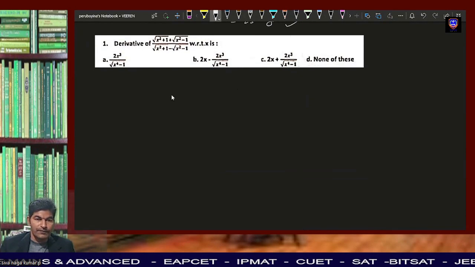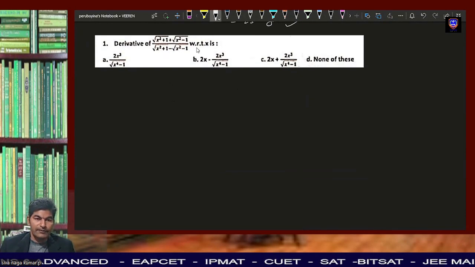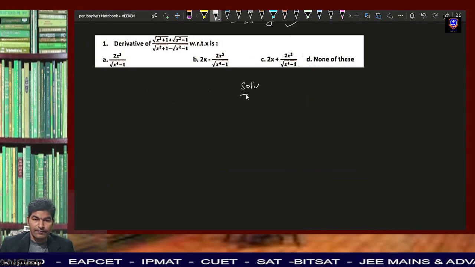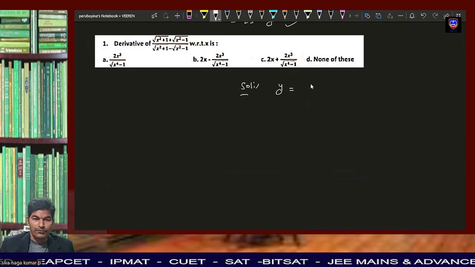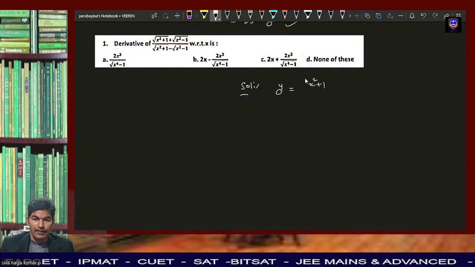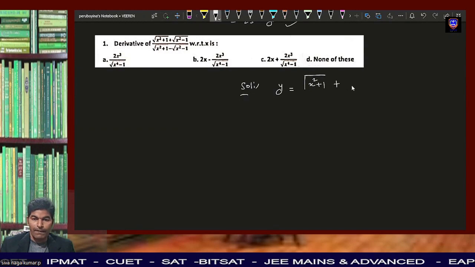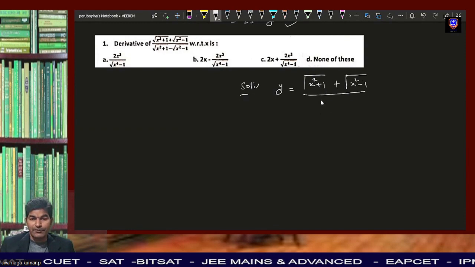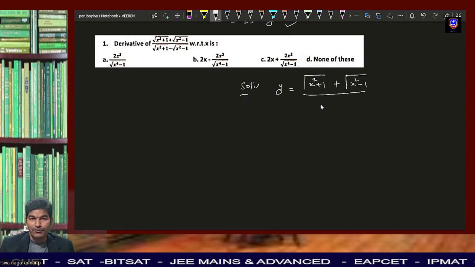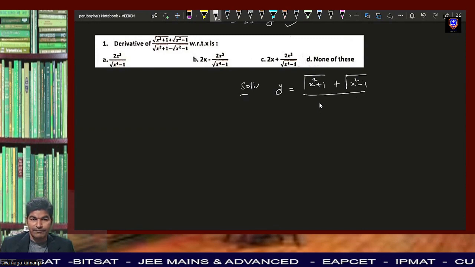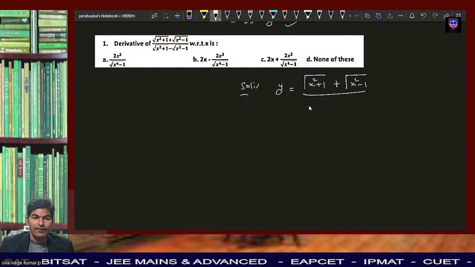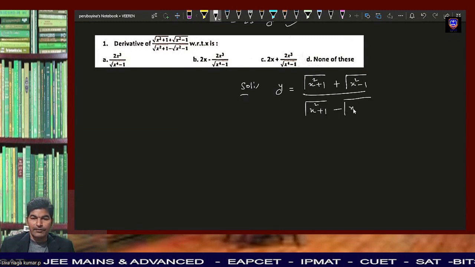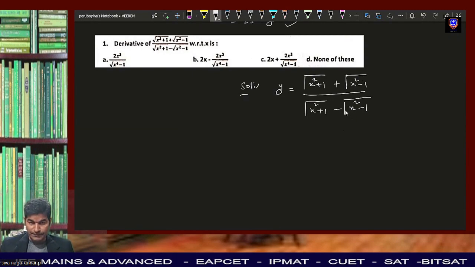Next question. So derivative of this value. Okay, so let us consider y is equal to root of x square plus 1 plus root of x square minus 1. All these questions are already asked so many times in your previous years. These are all PYQs, okay? Divided by root of x square plus 1 minus root of x square minus 1.